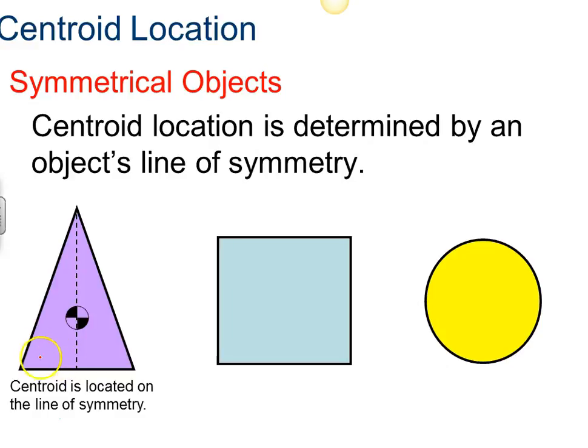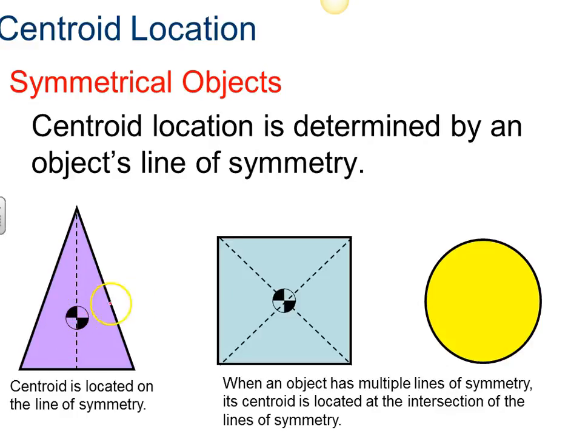This is an equilateral triangle, so that would be just from the apex to the other side. The centroid is located on that line of symmetry at a certain location. When we look at an object that is rectangular, we would have a couple of lines of symmetry that we could split it from corner to corner.